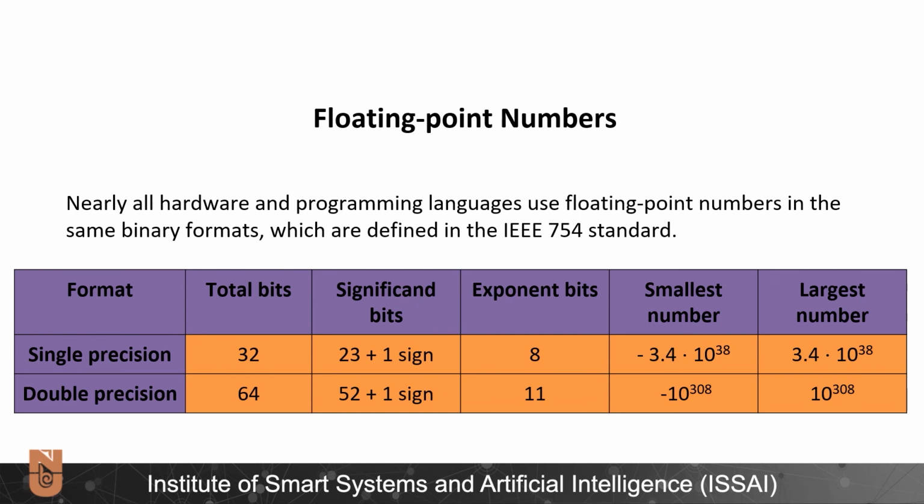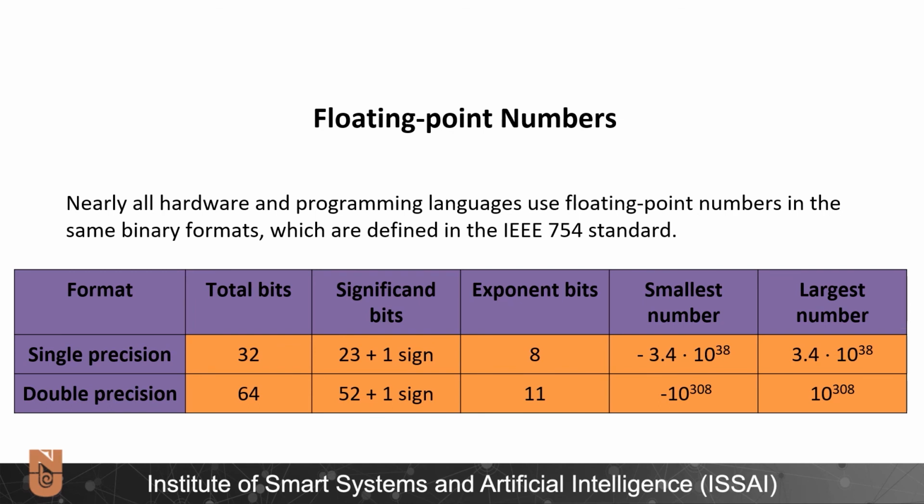As we have already mentioned before, we have 32 and 64 bits in hardware. Sometimes 32 bits is also called single precision. For the single precision case, we have 24 bits for the significand, and one of them is the sign bit, and 8 bits for the exponent part. The smallest number that could be represented is minus 3.4 times 10 to the power of 38, and the largest number is 3.4 times 10 to the power of 38.